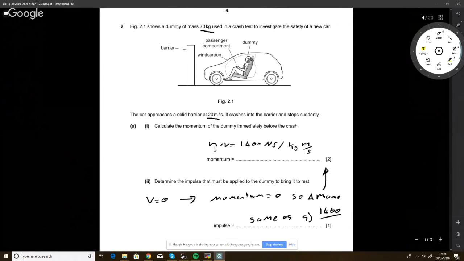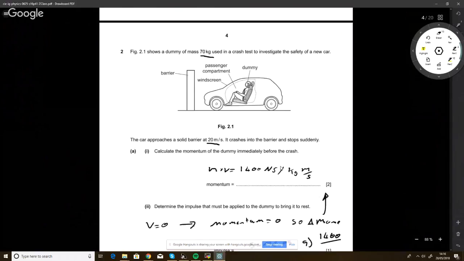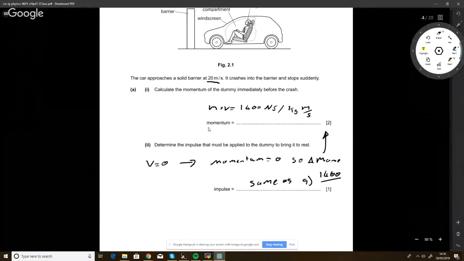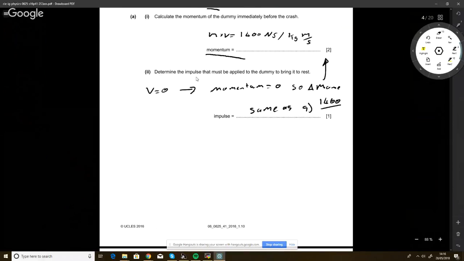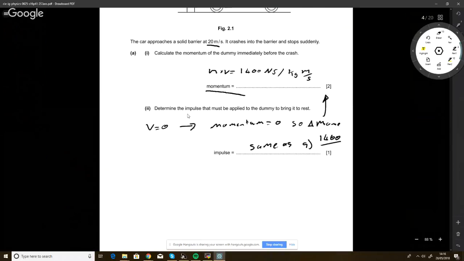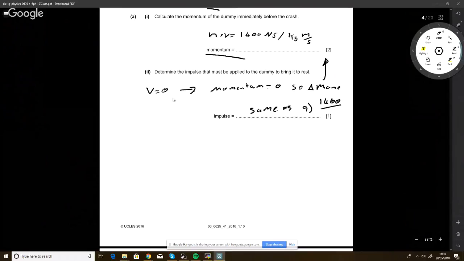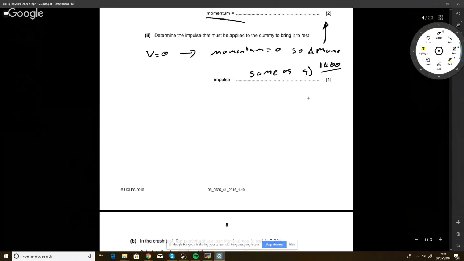Okay, so it's just the mass times the velocity. So we've got the mass, we've got the velocity, and we can calculate the momentum. The units are either newton seconds or kilogram meters per second. Determine the impulse that must be applied to the dummy to bring it to rest. Well, basically, the impulse is essentially the same as the answer above. The velocity then is therefore 0, so it goes from this momentum to 0.